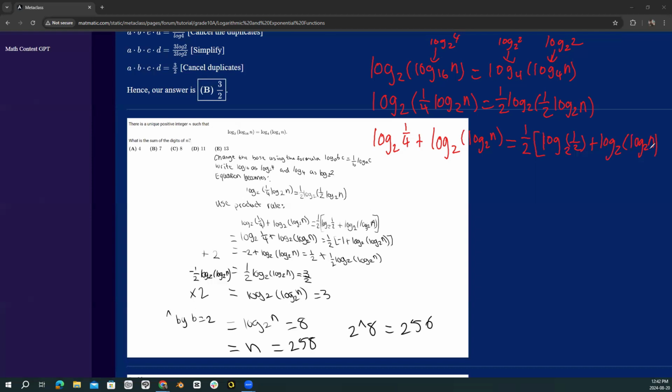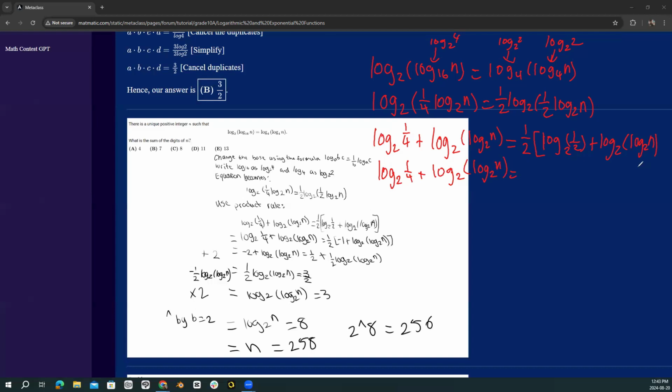we can start simplifying again. So this side of our equation stays the same, but we can work on this side first because there's a lot of stuff here compared to this side. So our equation would become log 2, 1 over 4 plus. Let me just write this side of the equation really quick.